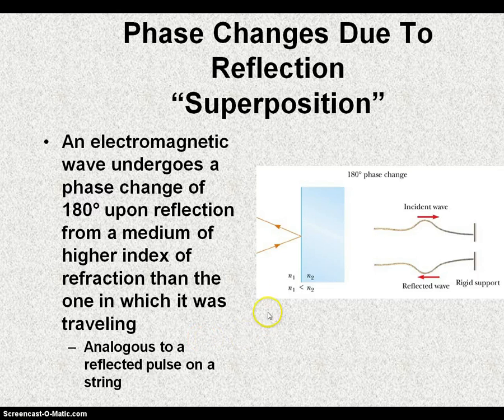If a light ray strikes a more dense medium and reflects off it, so a medium where N1 is less than N2, then we see a 180 degree phase change. So we see the superposition occur.